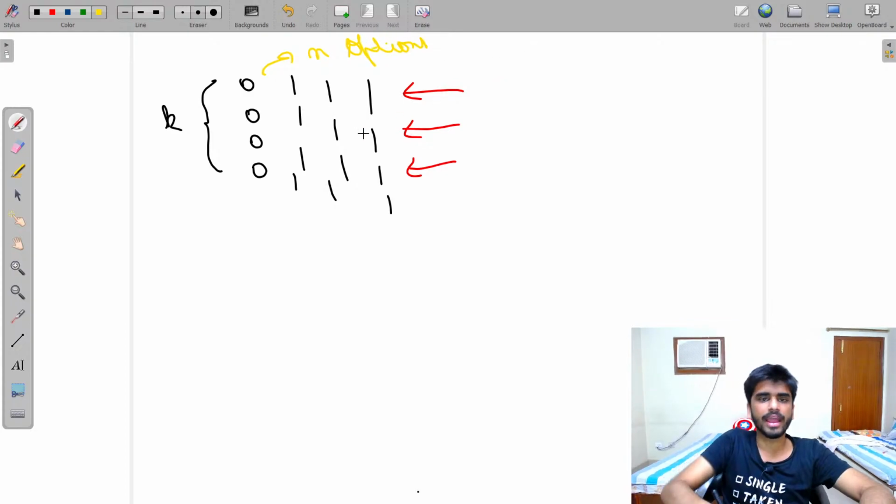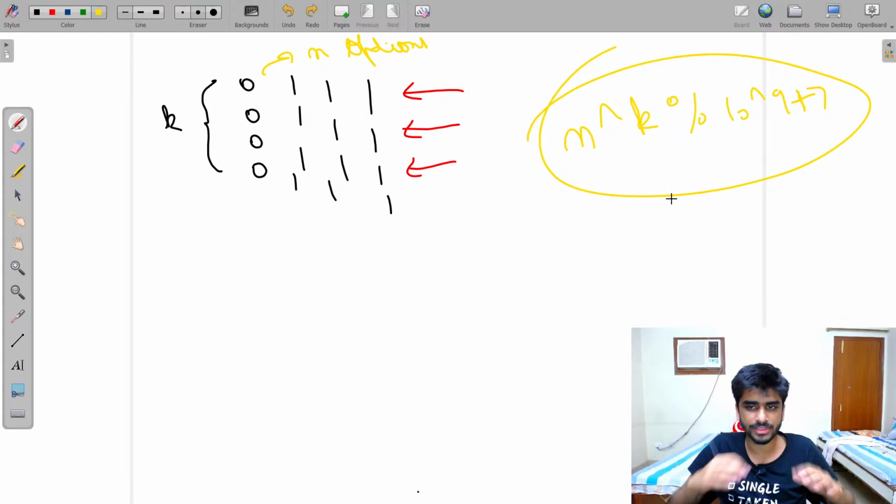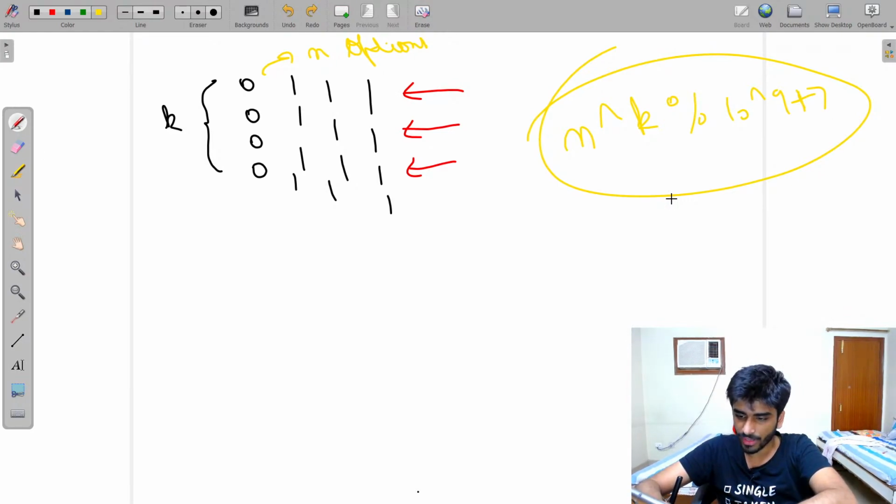Okay. And there are k zeros in total. So the answer becomes n to power k mod 10 to power 9 plus 7. So you need to know how to do things in mod 10 to power 9 plus 7. Basically, this is something that if you know it, you can do it, otherwise you can't.